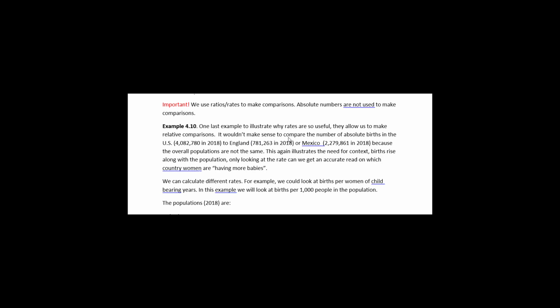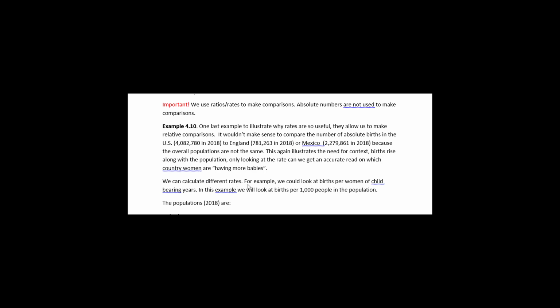It wouldn't make sense to compare the number of absolute births in the United States, which was over 4 million in 2018, to England, which is under 1 million in 2018, or Mexico, which is 2.2 million in 2018, because the overall populations are not the same. If we wanted to ask the question, which of these countries is having more babies? By looking at just the raw numbers, you don't really get an insight into how many babies women are having in these different countries.